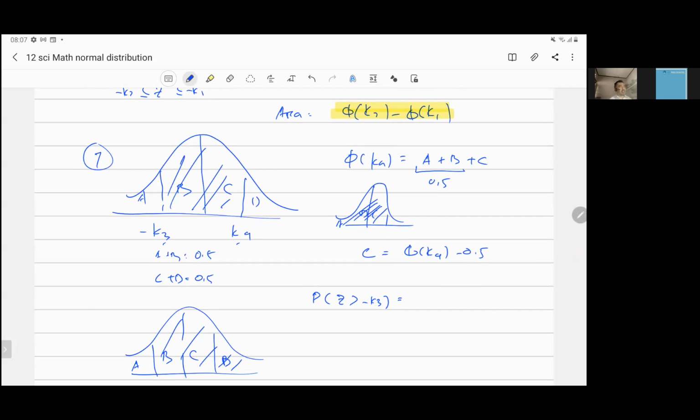In this case, imagine we are going to break them into four stages. A is less than negative K3, B is between negative K3 and 0, C is between 0 and K4, and D is more than K4. What we want to find out is area B plus C. Now here, let's check the total area of A plus B plus C. A plus B plus C is going to be what we call the phi of K4.